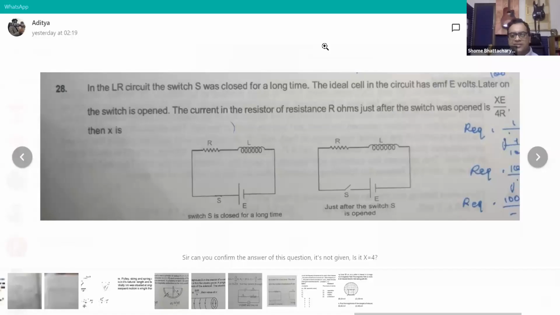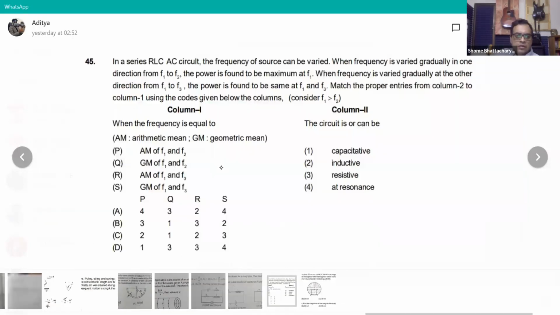Now here see, for flux conservation, what has to happen? The current through the inductor has to remain the same. So there's no second inductor involved. So the current will remain the same as it was, E by R only before. So this factor X should be 4 over here, because the current should be E by R just at that moment. Okay, hope this is clear. Now let's try out this question next.